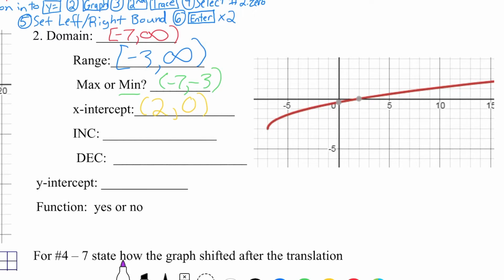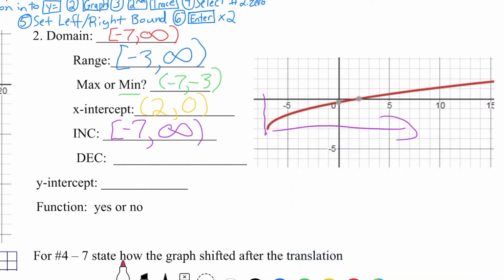Then we have our increasing versus decreasing. There's not two parts of this graph. There's only one part, and it is constantly increasing. So the whole graph is increasing. There is no decreasing interval. Our smallest x value is still at that -7, so we're going to go to the right forever, to positive infinity.